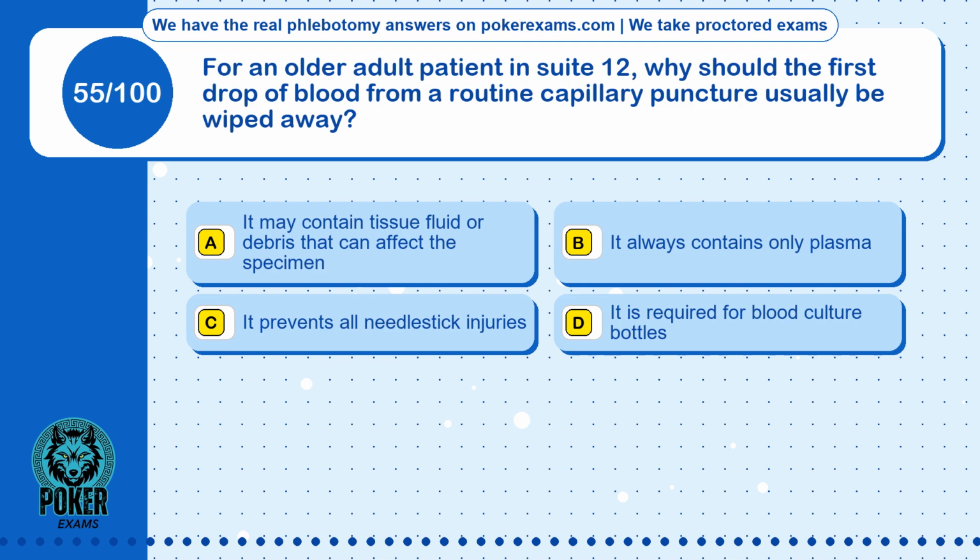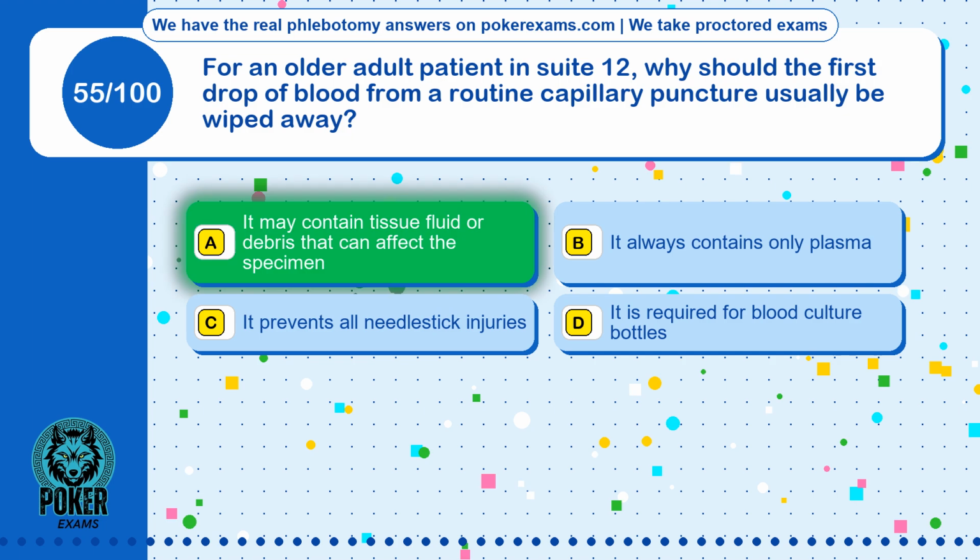Question 55. For an older adult patient in Suite 12, why should the first drop of blood from a routine capillary puncture usually be wiped away? Option A. It may contain tissue fluid or debris that can affect the specimen. Option B. It always contains only plasma. Option C. It prevents all needle stick injuries. Option D. It is required for blood culture bottles.